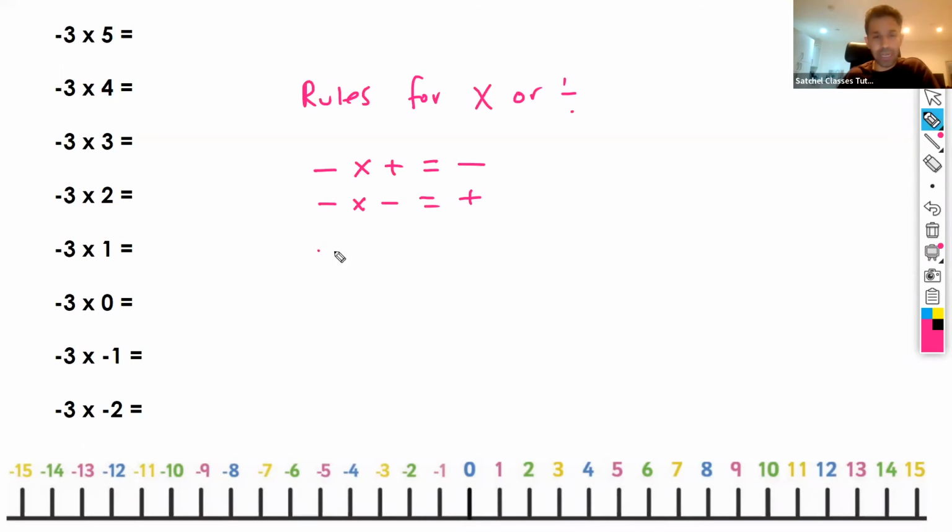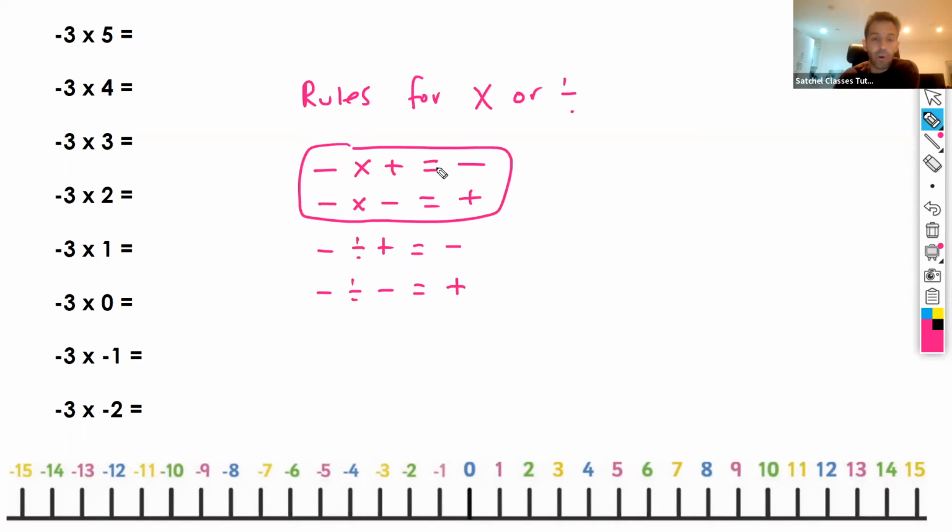And likewise, if we did a negative divided by a positive, or a positive divided by a negative, it doesn't really matter. A negative divided by a positive is going to give us a negative answer, but a negative divided by a negative will give us a positive answer. So key rules to remember for multiplication and division. If you remember this for multiplication, you should just know that you can apply it to division as well.